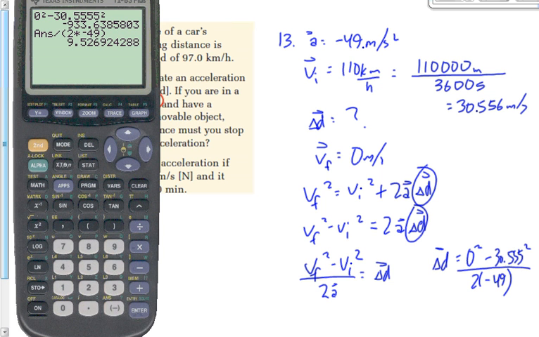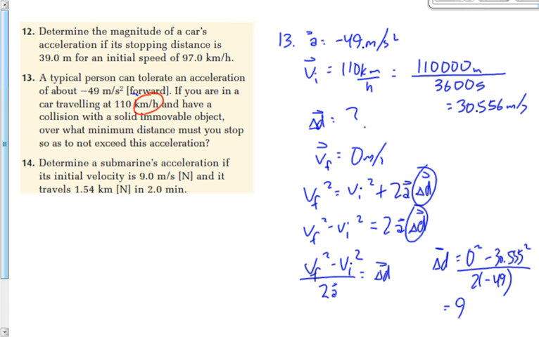Look at that, with all those numbers, we're still going to get a positive, with all those negatives, I should say, we still get a positive answer. We should. How far do you travel? You're traveling in a positive direction, so it should be a positive value, 9.5 meters.